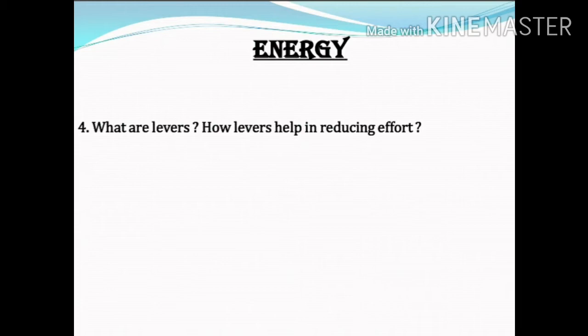There is only a very small energy loss in a simple lever. A bar bends a little under the effort and this increases the amount of effort needed. So levers are very efficient machines.